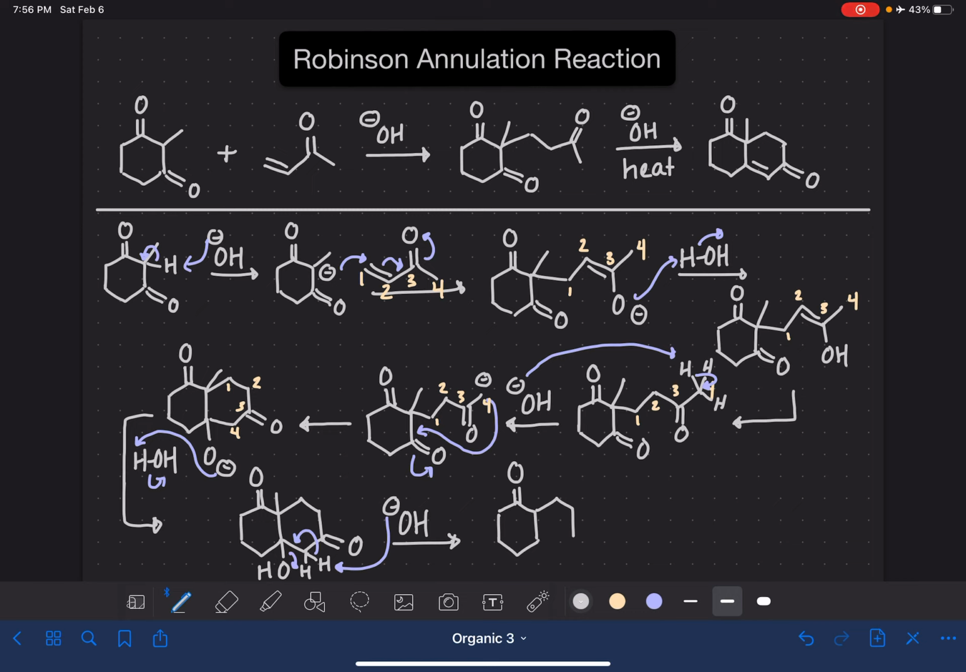None of the steps in this mechanism are extremely difficult. It's just really tedious, and there's a lot of places where you could make a mistake, like adding an extra carbon, losing a carbon, or connecting things in the wrong order. So you just want to be really careful when you're drawing this reaction.